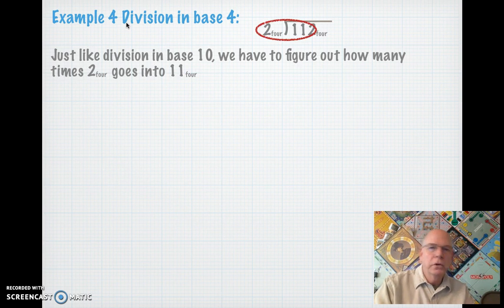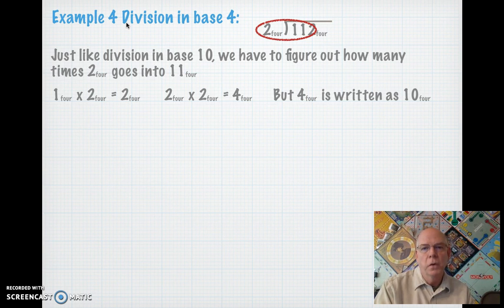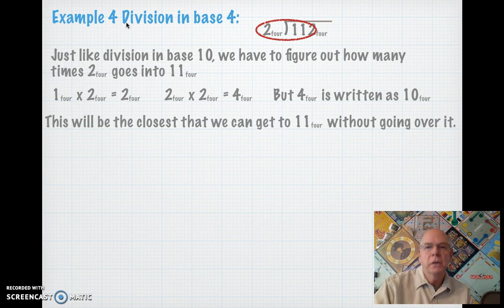In order to figure out where that 2 goes into those first 2 digits, if we compare 1 times 2 in base 4, of course that's 2. If we go 2 times 2, that's 4, but again we don't have the digit 4 in base 4, so we have to rewrite that, and that is 10 base 4. That 10 is as close as we can possibly get to the 11 without going over. So we want to multiply by 2. In other words, 2 goes into 11 2 times, the closest we can get without going over.